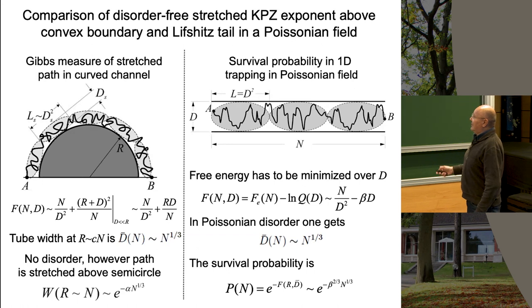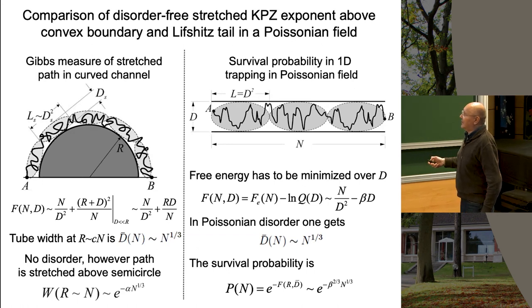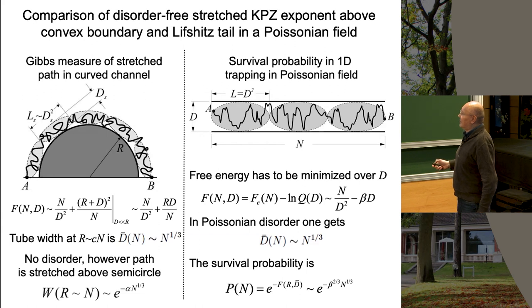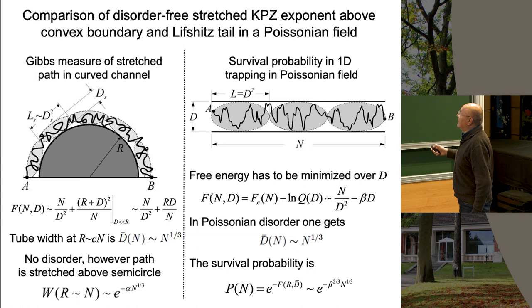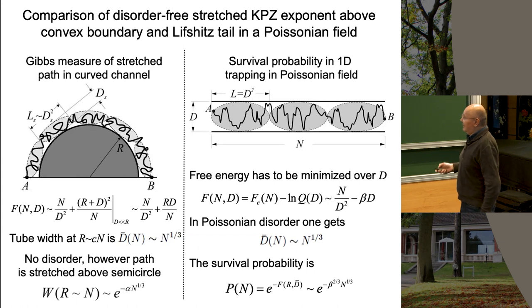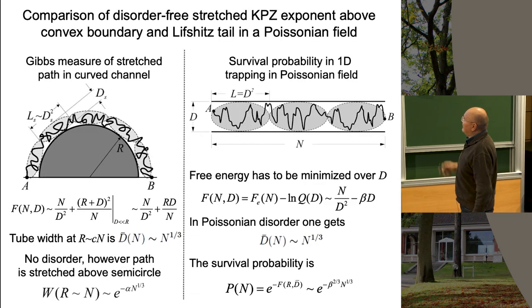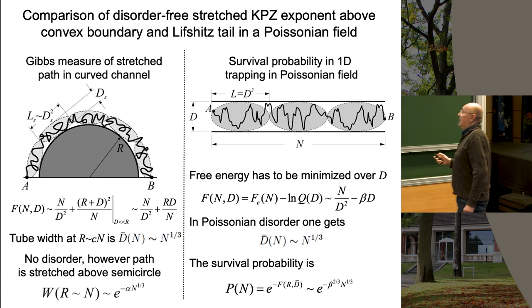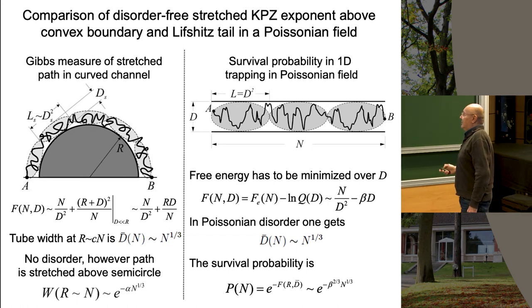Okay. So now, the Gibbs measure of trajectory above the curved surface and the survival probability in a Poissonian distribution of random traps in 1D. So they behave in the same way. But about this system, we know something more. Maybe we can translate this into that also.